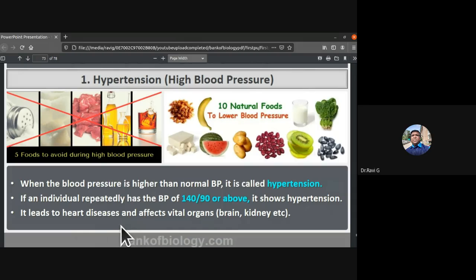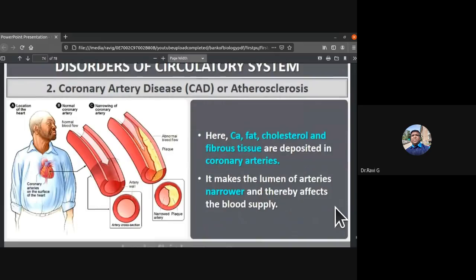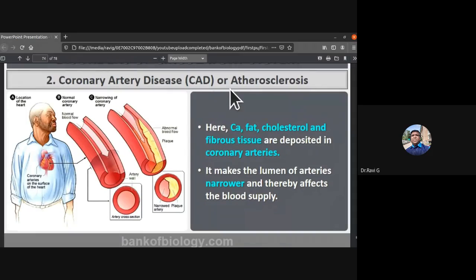It leads to heart disease and affects vital organs like the brain, kidney, etc. Coronary artery disease, or CAD, or atherosclerosis: calcium, fat, cholesterol, and fibrous tissue are deposited in the coronary arteries. It makes the lumen of the arteries narrower and thereby affects the blood supply.